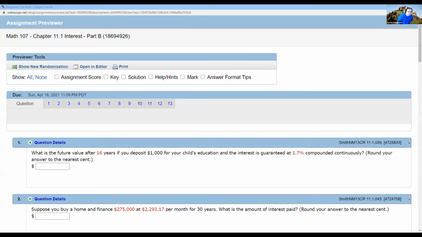Can you see question 1? What's the future value after 16 years? No. It keeps wanting to switch over, but then it goes back to you. Let's try. I don't know what this is. What's this window look like? What do you see now? I can see you now. Or the problems. Can you see the questions? Yes.